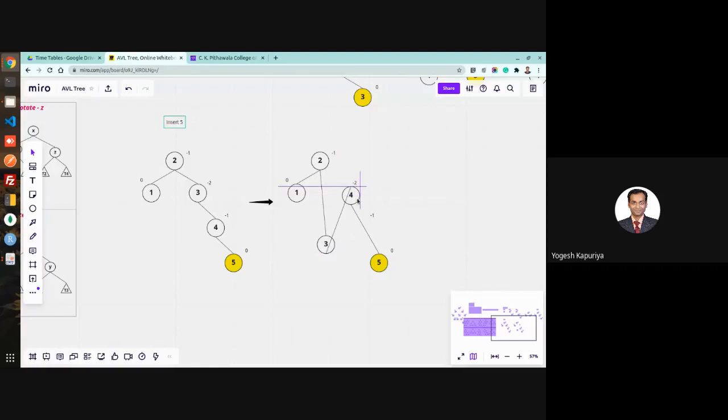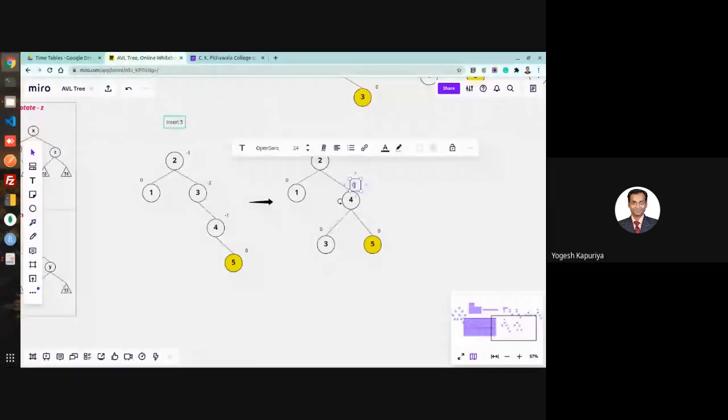So this will be rotated, so 4 comes here, and when it is rotated, positions are interchanged. Okay, so this will be the situation, right? Now you again compute the balance factor. This will be 0. This will be 0. And remember, you are going towards the root.